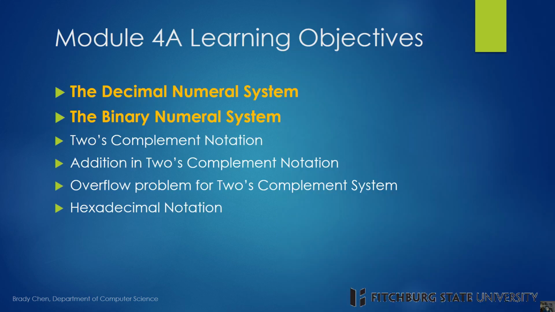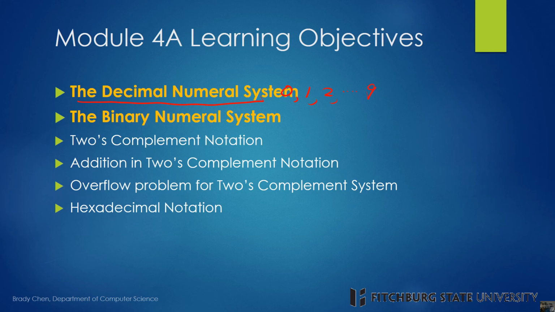Okay, so here are the learning objectives of Module 4. In Module 4, we're going to first talk about the decimal numeral system. The decimal numeral system uses 10 symbols, and we normally use 0, 1, 2, all the way to 9 to represent each number in the decimal numeral system. These symbols are also called Arabic numerals. The decimal numeral system is also sometimes called the base 10 system.